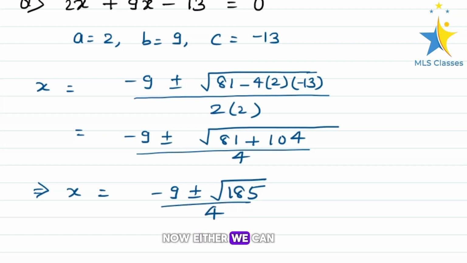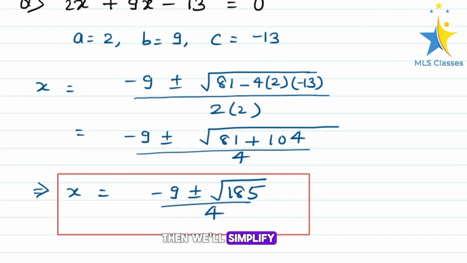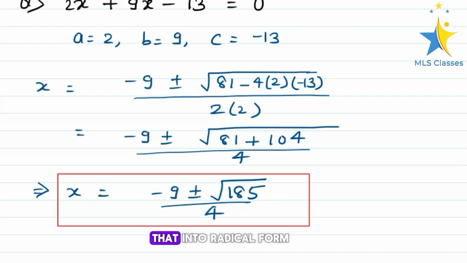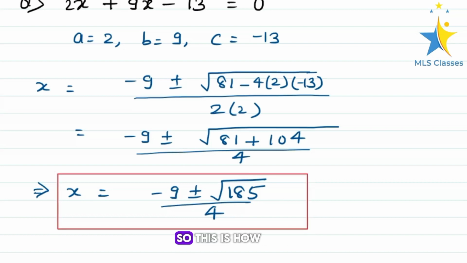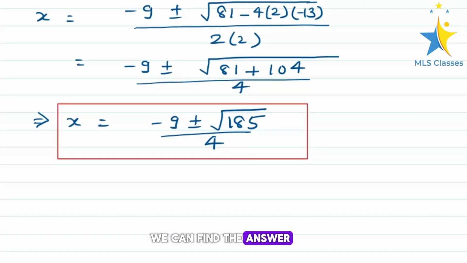Now if the radical can be simplified, then we will simplify it, otherwise we will leave it in radical form. So this is how we can find the answer.